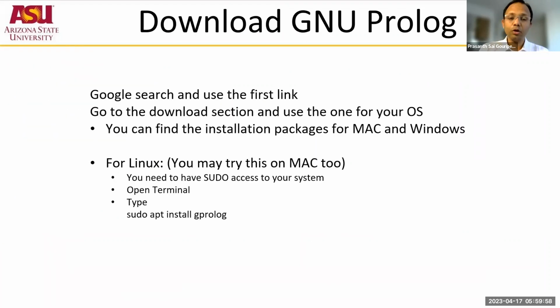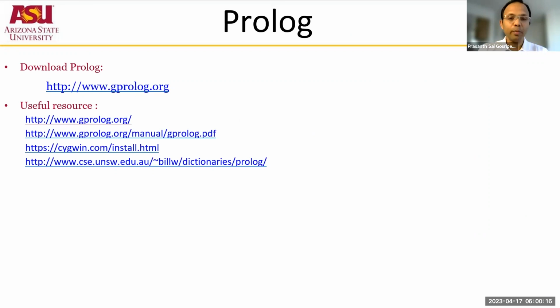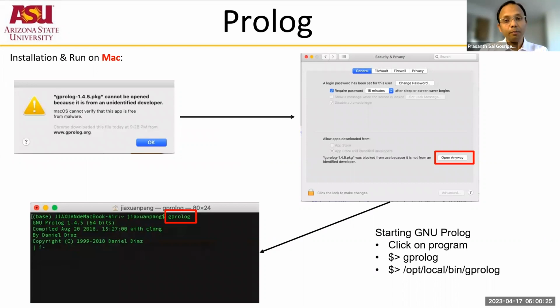In case you're using Linux, you would like to try the command sudo apt install gprolog. It should install gprolog. If you're using a Mac, this may also be helpful in actually setting the path for your Prolog. These are the important links that you may require, and they will be provided in the comments for this video. In Linux or Mac, you may find that there is a security block which you may have to go through, in which case you open your settings, go to security and privacy, and say open anyways. That allows you to install gprolog.